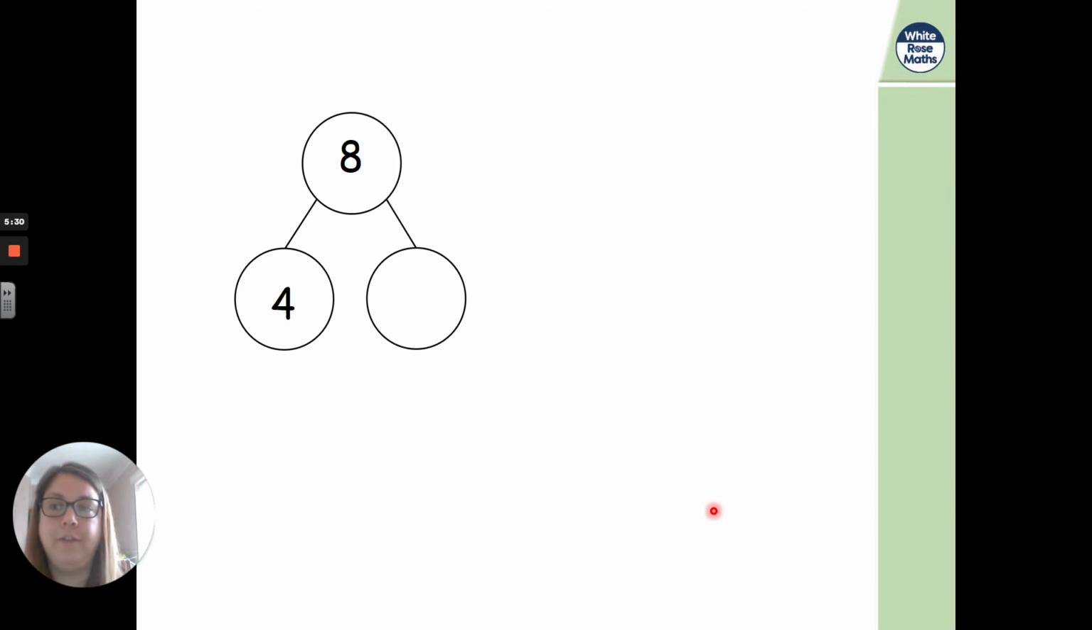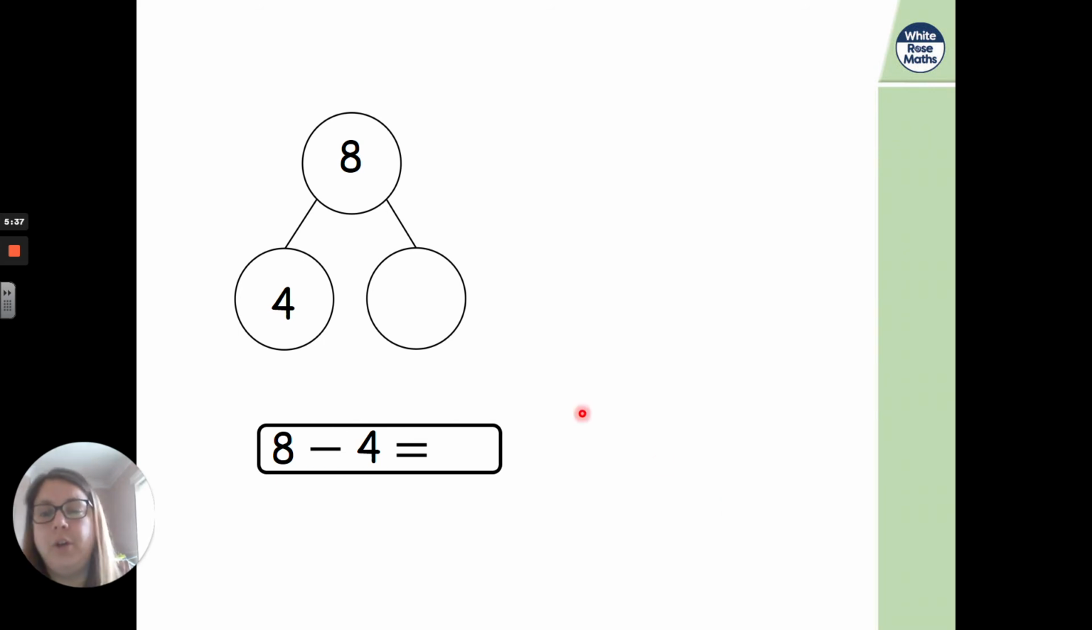This time, we haven't got any pictures to help us. We've just got our cherry diagram and our number sentence. So we're going to think about 8 take away 4 equals what? So again, relating it back to addition and thinking about what number goes with 4 to make 8. It's still the same, isn't it? But we're just writing it slightly different. 8 take away 4 equals 4. We know 4 and 4 makes 8, don't we? Double 4 is 8. So there are so many facts we can use to help us.